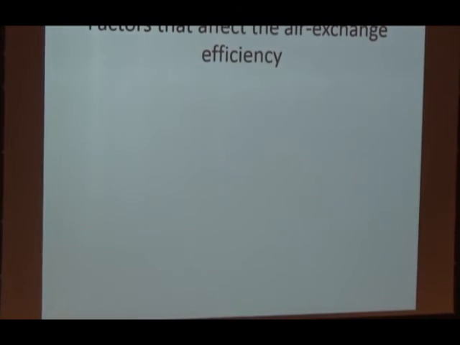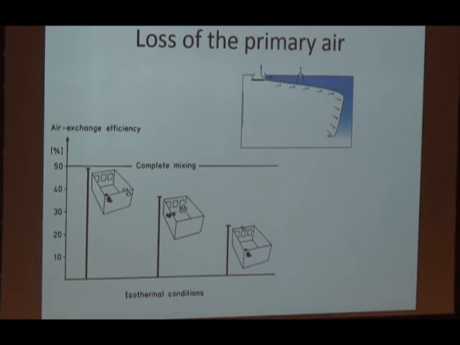I'll talk a little about what factors in practice do affect this air exchange efficiency. There are a number of factors. First of all, if you lose the primary air you supply, of course, then you have lost the ventilation air, and then you have a less efficient system. And I have measured the air exchange efficiency for these three systems. They're all mixing systems. 50% is the maximum, complete mixing. This system gives an air exchange efficiency, as expected, of 50%. This system gives lower than 40%, and this is even less.